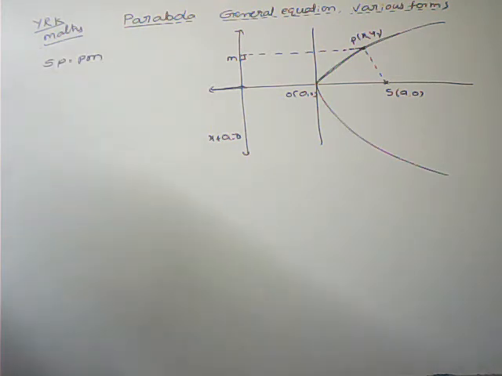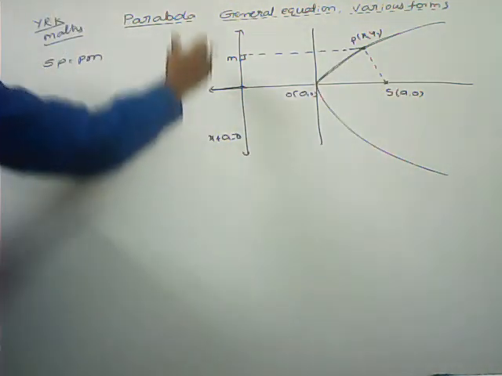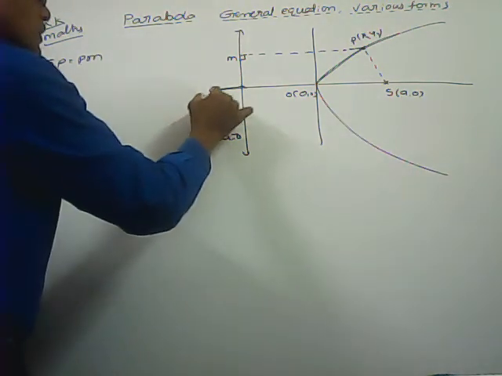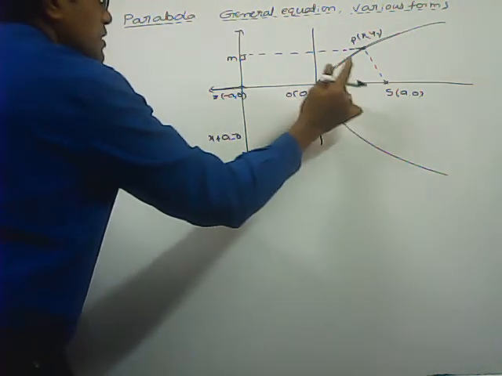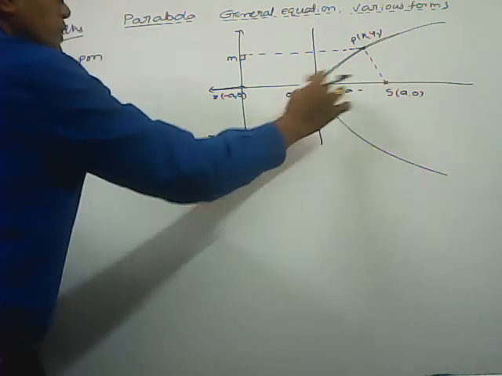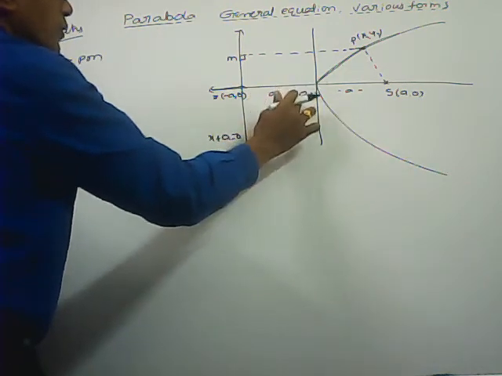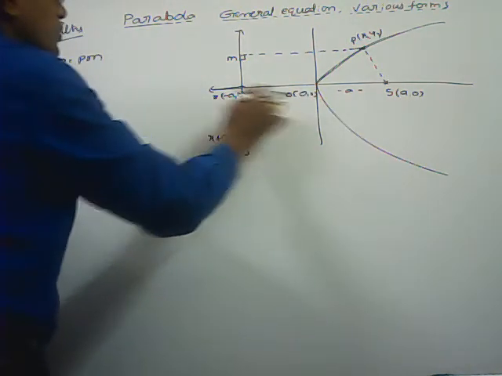To get the standard form of the equation of the parabola, the fixed point I am taking (a, 0) and a fixed line I am taking x + a = 0. So this is (-a, 0). Here see the distance between these two, that is the vertex to Z, and the distance between these two is also the same. OZ and OS distance is the same. So O is one of the points in the locus. That's why OS is equal to OZ.